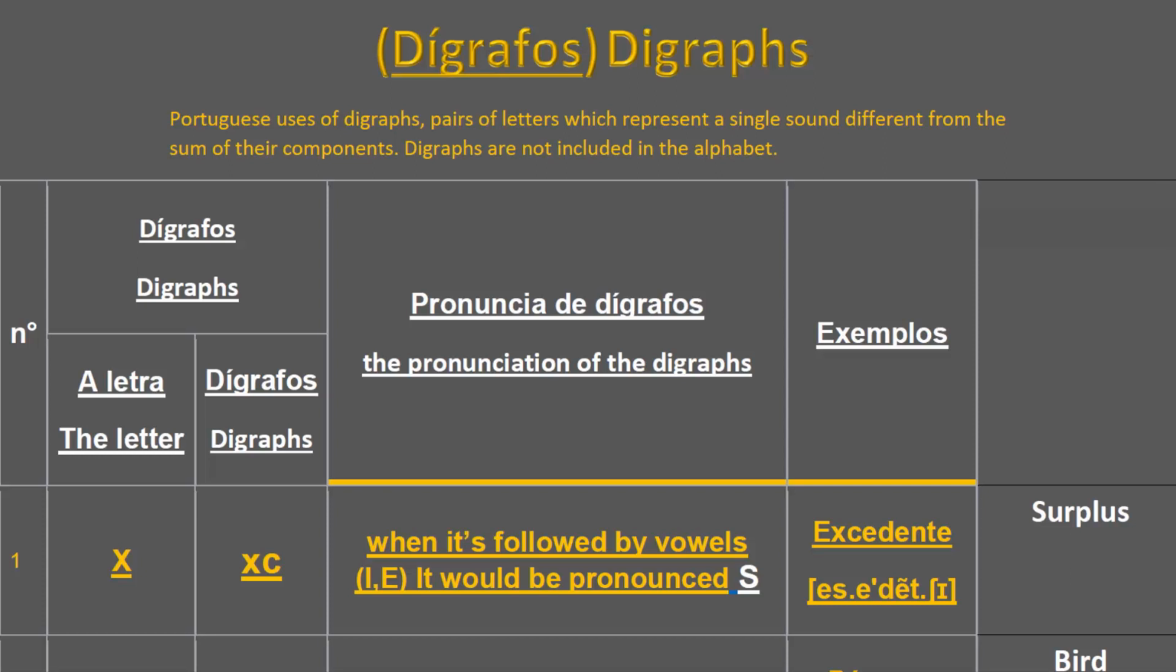Digraphs. Portuguese uses digraphs, pairs of letters which represent a single sound different from the sum of their components. Digraphs are not included in the alphabet.